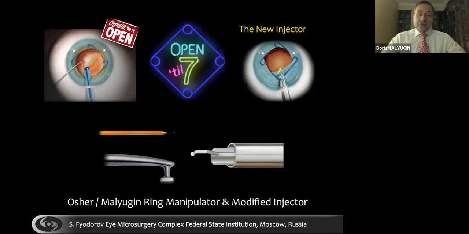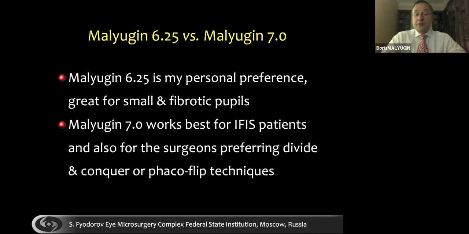There were several improvements and modifications, such as the Osher-Malyugin ring manipulator, with specially designed thinner hooks that allow us to more reliably insert and remove the device from the eye. My personal preference is a small ring, especially with very small and fibrotic pupils. However, for intraoperative floppy iris syndrome, I do believe that the bigger one works much better, as well as for surgeons preferring divide and conquer or phaco flip rather than phaco chop procedures.